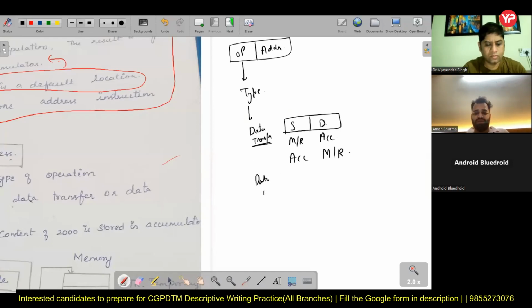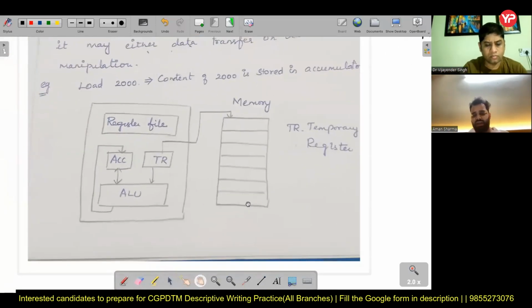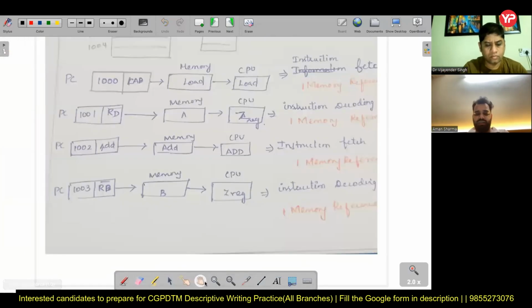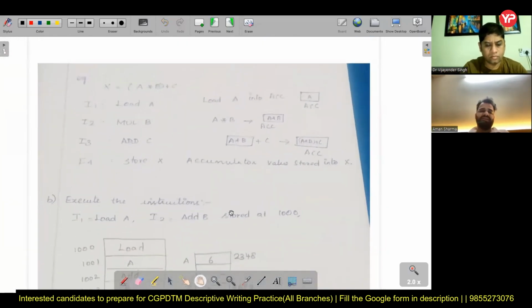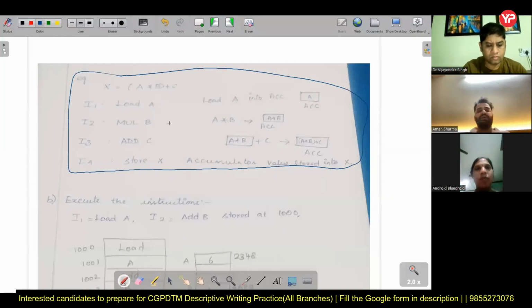Similarly, for data manipulation there will be two sources and one destination. Source one will be accumulator, the other can be memory or register, and the destination will be accumulator. The rest of your diagram is correct. After that, they have asked to explain the instruction design. You have not explained that, but you have given an example which they have not asked for. In the question, they want to understand the working of the accumulator CPU by instruction design, so you just have to explain the instruction design.